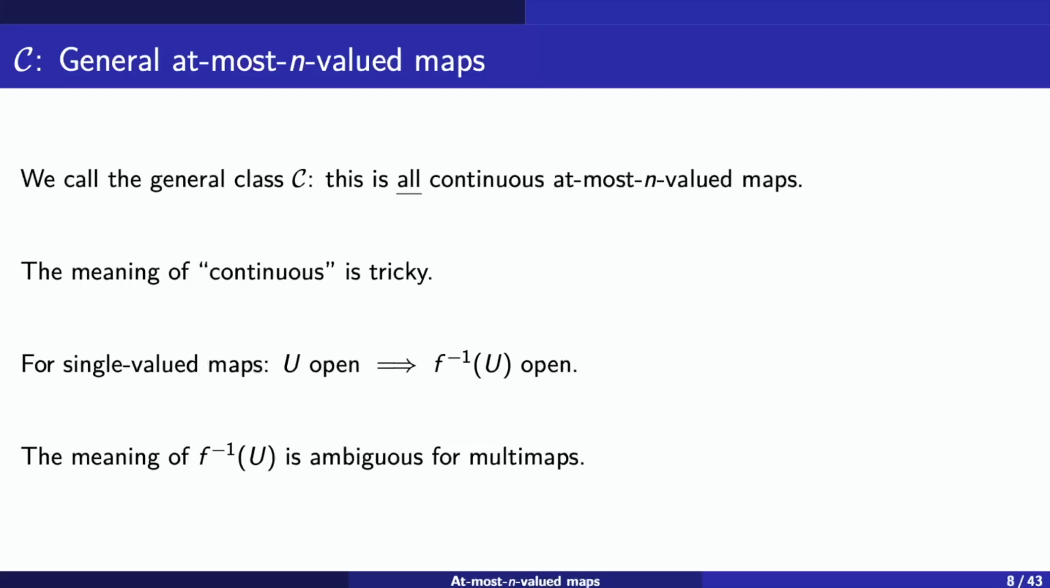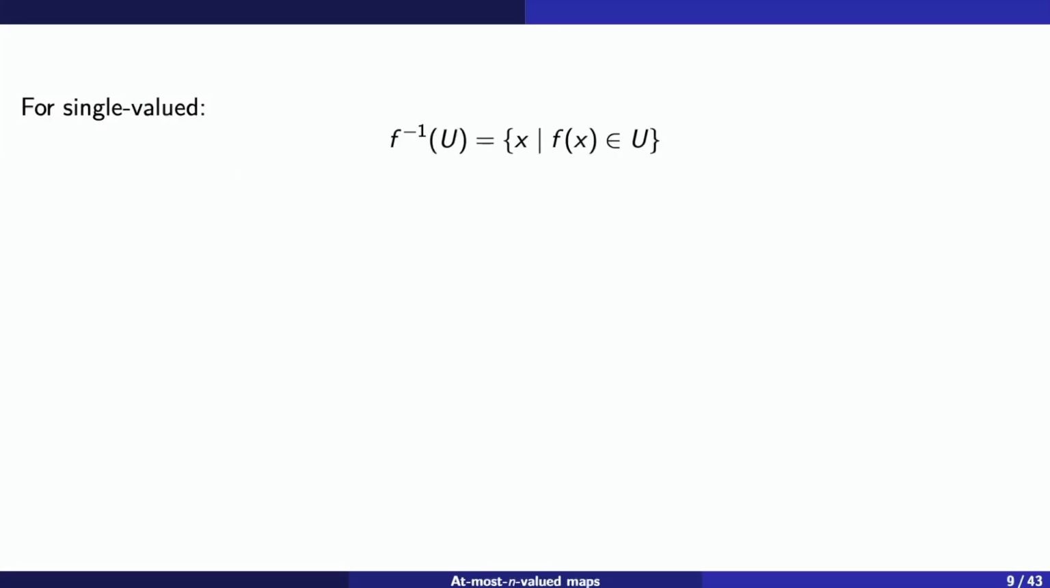The problem is the meaning of this preimage set is ambiguous if you're talking about multi-valued functions. For example, everybody knows that's what the preimage means. It's all the points in the domain which end up in the set U at the end, all right? For a single-valued function, that's what it means. But if f is a multi-valued function, that means f of x, what I see right here, is not an element but a set. And so what are you going to do with this? How do you make any sense of this?